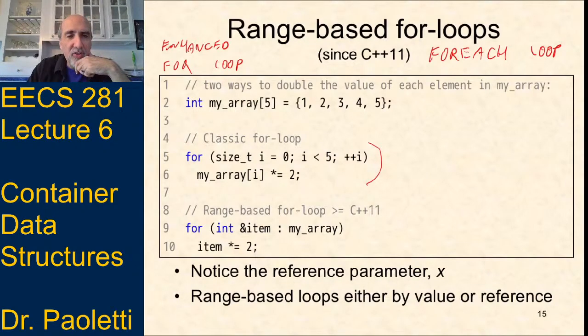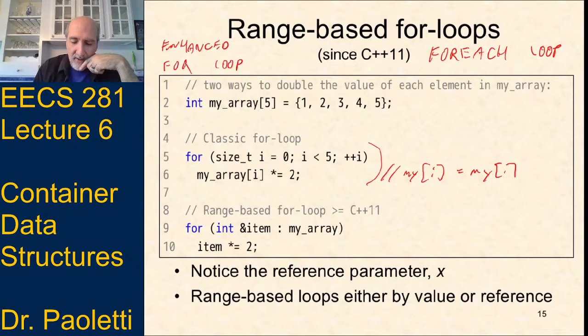I've got an index. I take the index. I multiply the value I find times 2, and I store it back into itself. So remember, line 6 here is the same as saying my array, I'm just going to write it shorter, my array sub i is equal to my array sub i times 2. So it's a shorter way of writing that.